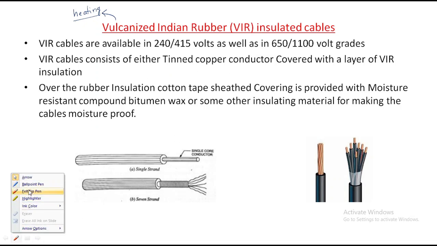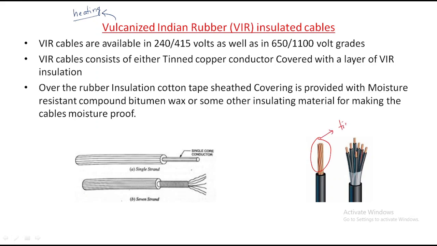And look here, if you observe, this is red in color. That's why it is tinned copper. For single core, this is also reddish in color. That's why we use tinned copper. But copper is very costly. Practically it is not used, but it was invented first, which is why we are discussing it first. In this, the black color is the VIR insulation over the copper. This is also right.